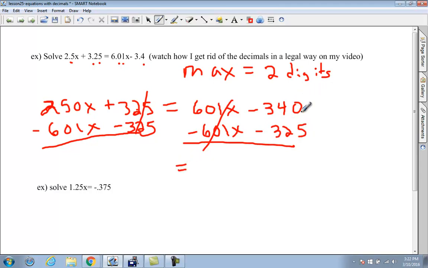So on this side of the scale, we get -665, so -665. And whatever 250 minus 601 is, so that's what, 351, but negative. So you can kind of maybe do the mental math there. And when you arrive there, you can just simply divide both sides by negative 351.